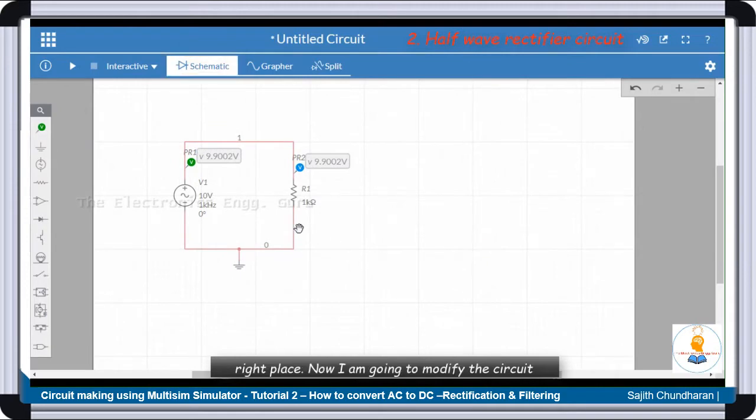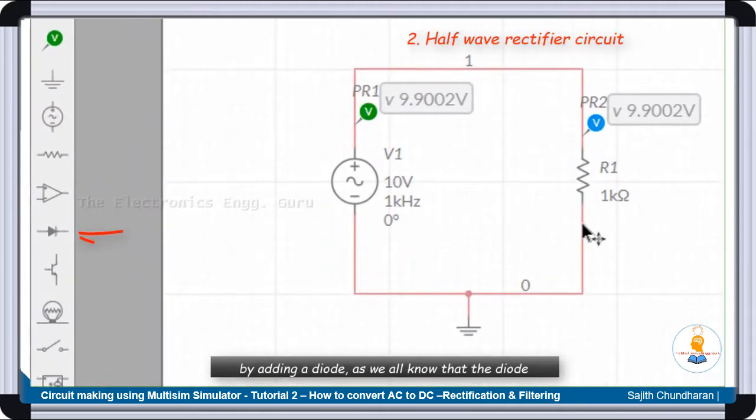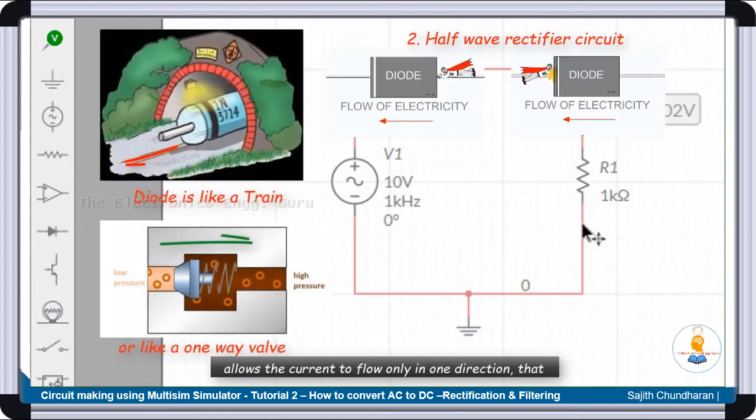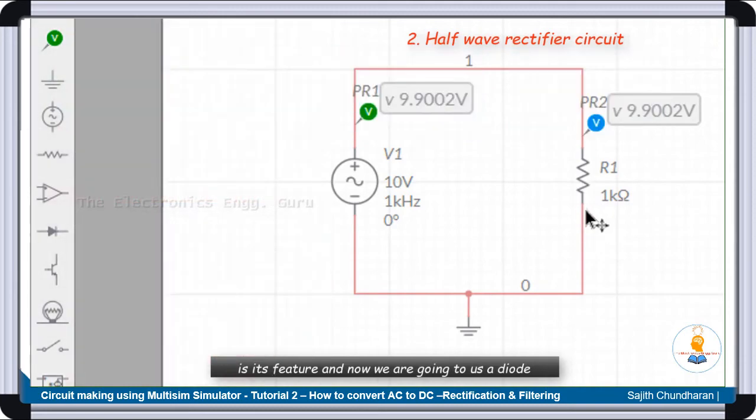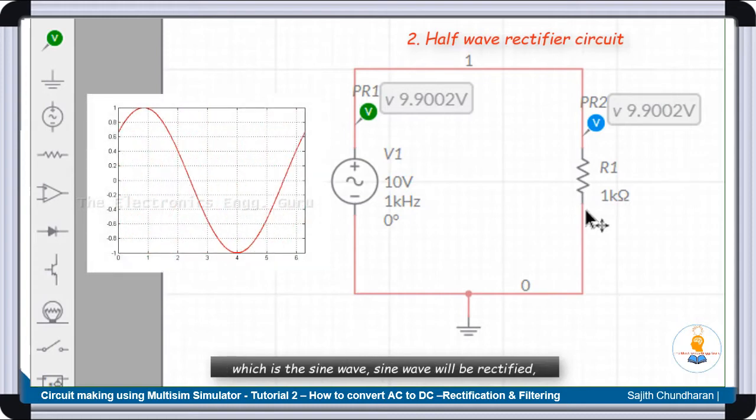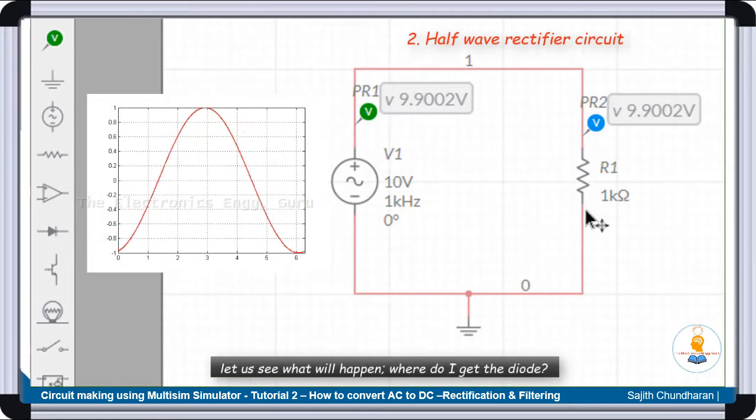Now I'm going to modify this circuit by adding a diode. As we all know, a diode allows the current to flow only in one direction. That is its feature, and now we are going to use a diode such that we try to rectify the supply voltage waveform, which is a sine wave. The sine wave will be rectified. Let us see what will happen.